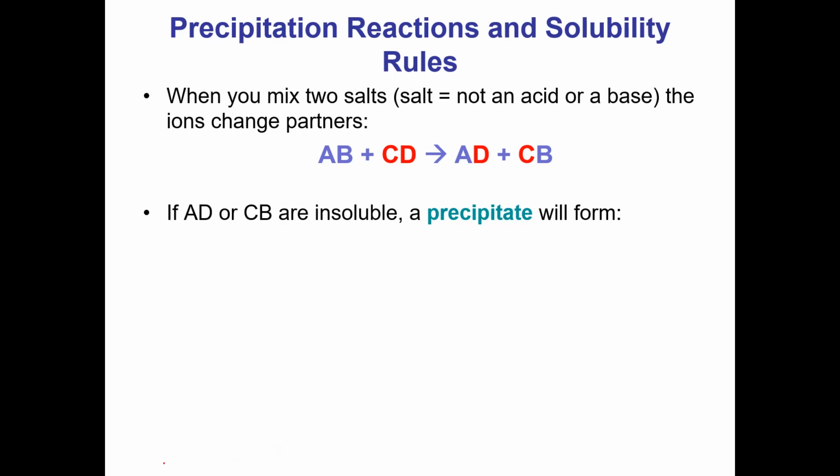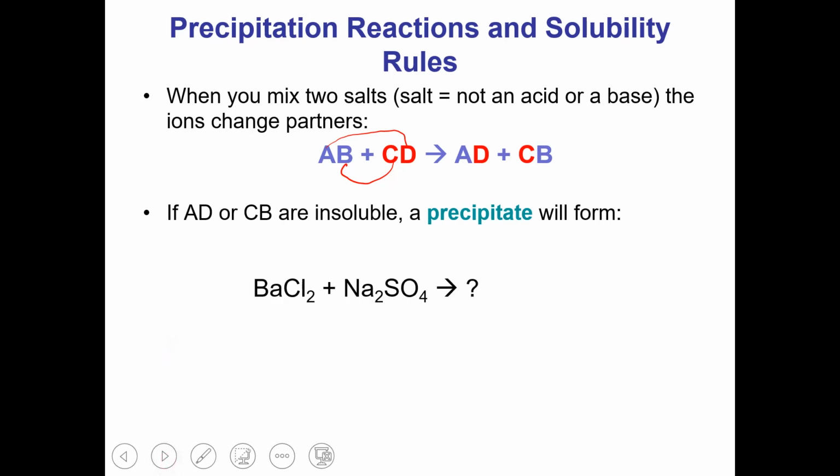Now, when we write a precipitation reaction, we can actually predict what the products are. If we take our two generic compounds, AB and CD, what would happen is that these essentially just swap partners. A goes with D and C goes with B, so we get AD and CB as our products. If either one of those is insoluble, a precipitate is going to form. So let's look at an example here.